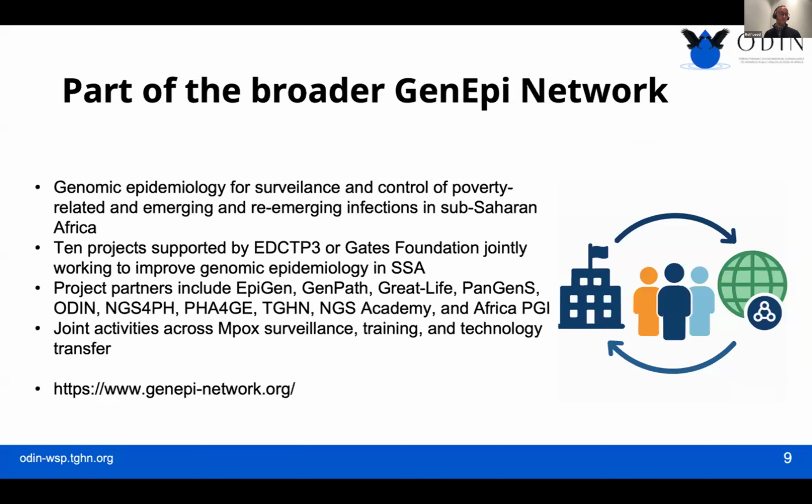On that note, we are part of a bigger network called GENEPI, where we have many other EDCTP3 funded and Gates funded projects as well. I will not go through and mention them all here, but I do encourage you all to go into the link I mentioned below and to get a closer look at our project as well as the other ongoing projects within this field of genomic epidemiology. And together we try and really make an impact.